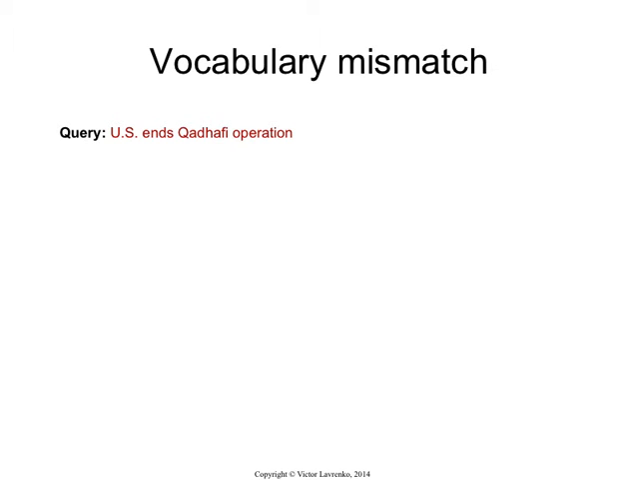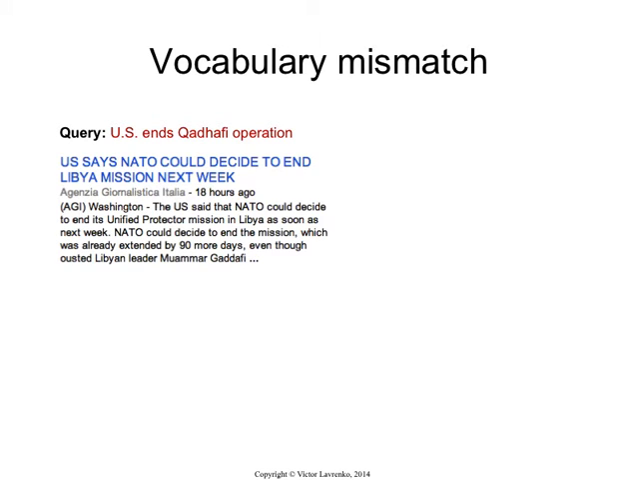Suppose we have a query, and the query is "US ends Gaddafi operations." A few years back, this was all over the news. Suppose that this is what the user is searching for, and this is a document, a news story, and we want to measure the similarity of the query to that news story. Now, would that news story be relevant to the query? Does it talk about the right stuff?